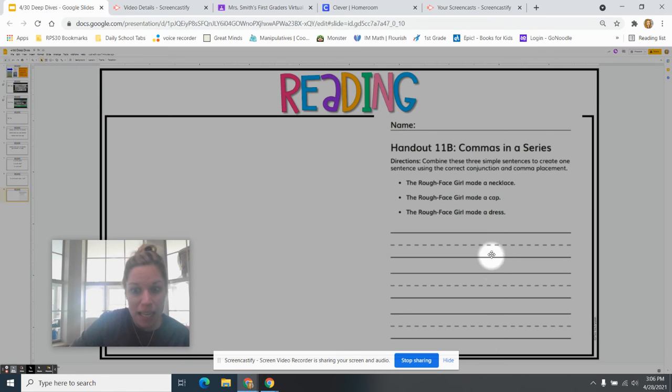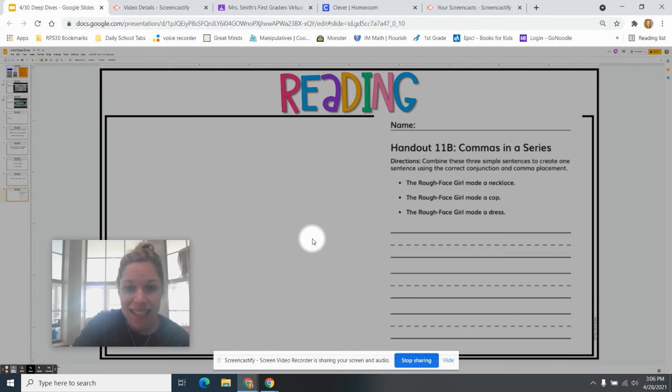You can write your compound sentence in the lines, and then take a picture of your work and insert it here. Or you could take a picture of your new sentence. You could write it in your journal and take a picture and put it on this slide so your teacher can see that you've met your goal today.